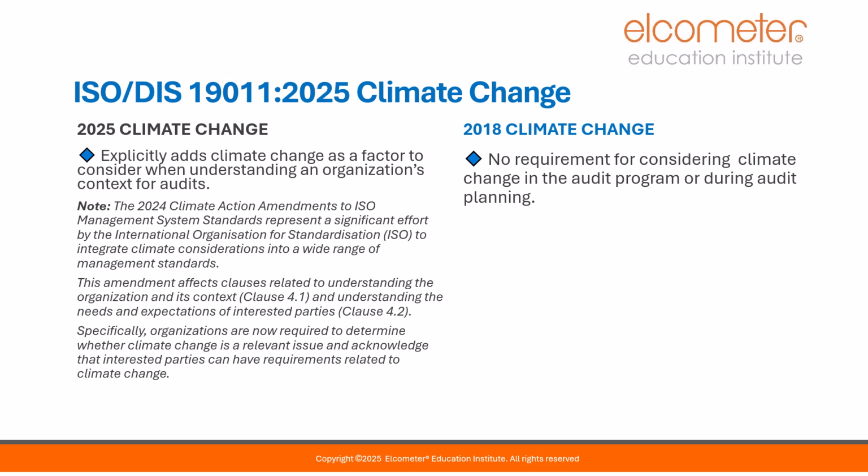The release of the amendment required immediate implementation into management systems, specifically ISO 9001, 14001, and 45001. ISO 19011-2018, the guidance did not include any requirement for considering climate change during the audit planning or in the audit program.